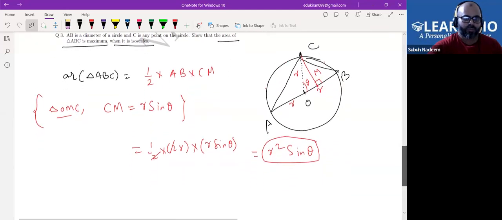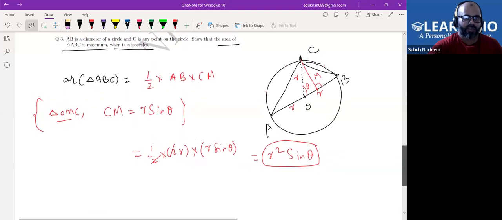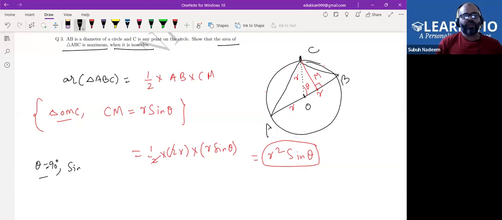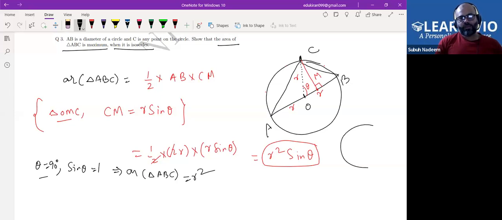Yes, 90 degree, correct. So if we take theta is equal to 90 degree, then sine theta is equal to 1, which is its maximum value. Then the area of triangle ABC will be maximum and it will be simply R square. Now, if we are taking theta as 90 degree, and we are saying that OC is a line from the center such that this is 90 degree.